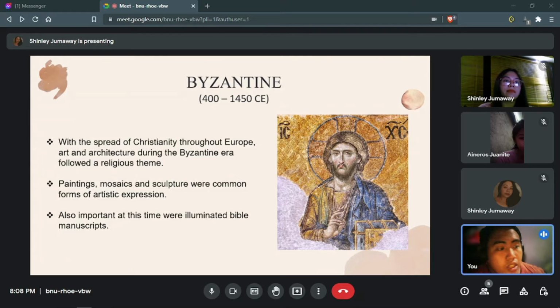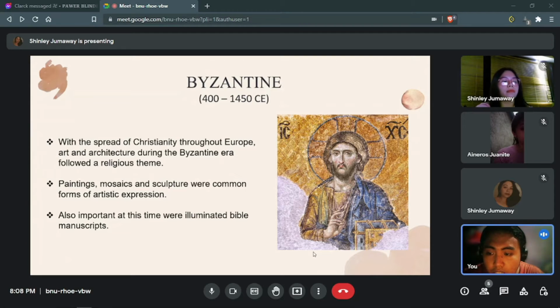Byzantine art originated and evolved from the Christianized Greek culture of the Eastern Roman Empire, with content from both Christianity and classical Greek mythology. It was artistically expressed through Hellenistic modes of style and iconography. So during this time, with the spread of Christianity throughout Europe, art and architecture during the Byzantine era followed a religious theme.